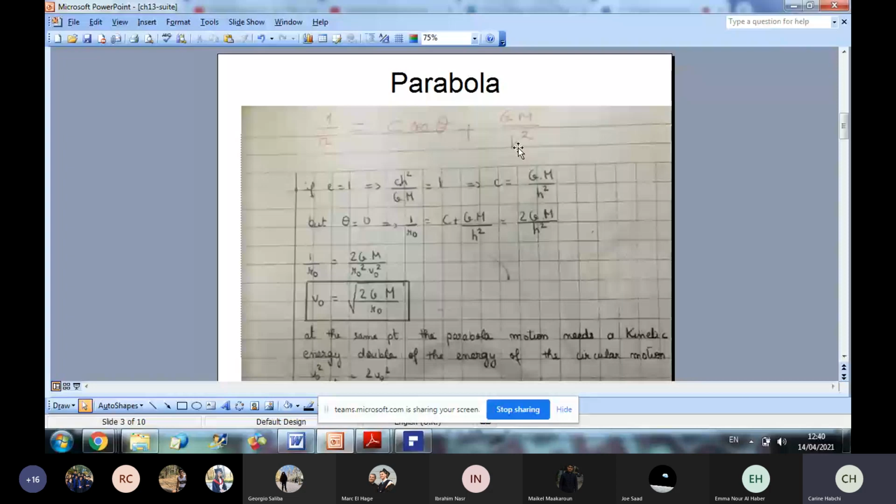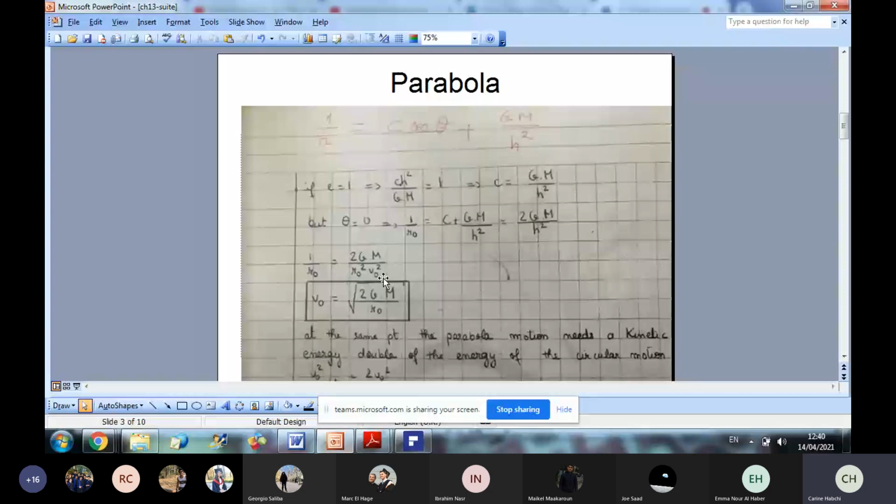If I replace theta by 0, I get that 1 over r0 is equal to, when you consider theta equal 0, cosine theta equal 1, so it's c plus gm over h squared. Then if you replace c by its value, which is gm over h squared, you get that 1 over r0 is equal to 2 gm over h squared. Therefore, from this relation, and knowing that h can be replaced by r0 times v0, I replace h in this formula by r0 v0, then I get 1 over r0 is equal to 2 gm over r0 squared times v0 squared.